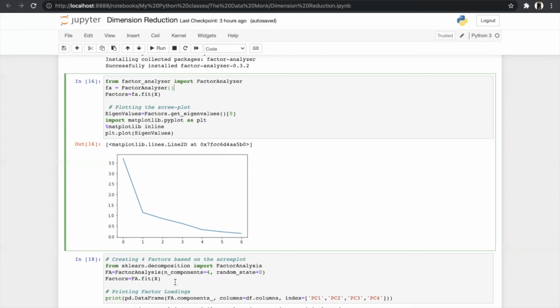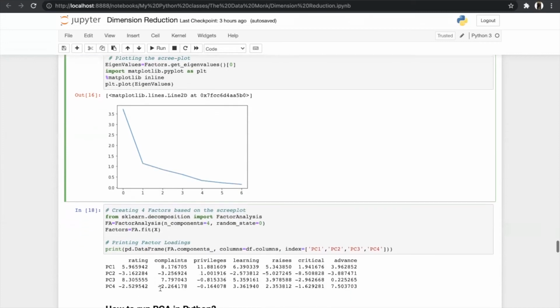Then we'll print our factor loadings. So these are our factor loadings. This is our first column, this is our second column, this is our third column, and this is our fourth column. And these are the factor loadings for each column. Like PC1 for rating is 5.96, PC1 for complaint is 8.16, and PC1 for privilege is 11.88, and so on. So now you should be able to write the code for the factor analysis.